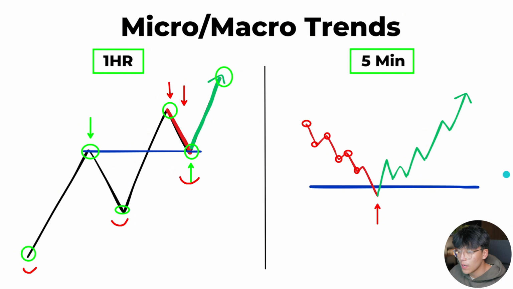So you can see the blue line will be your key level of resistance turned into support on the higher time frames. So this is the area we're going to be looking for potential reversals in price.